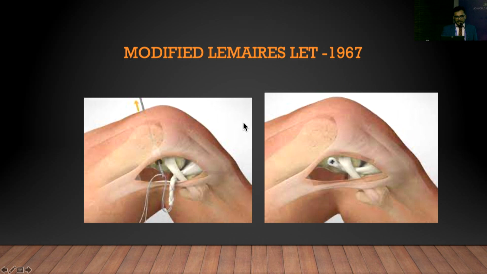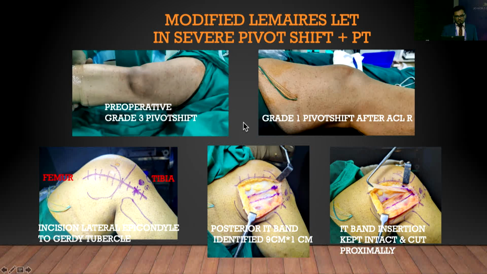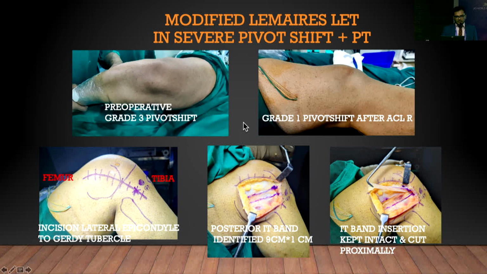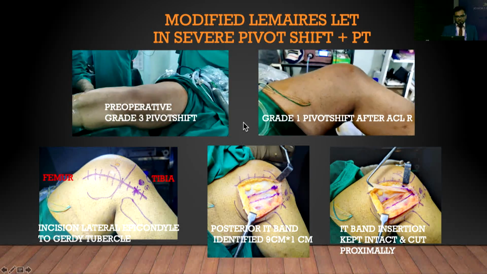Commonly what we do is the LET procedure, where the IT band is split, passed beneath the lateral collateral and attached proximal and posterior to the lateral epicondyle. So this is a grade 3 pivot which we started with before doing any surgery. After that is the grade 1. After doing the ACL reconstruction, there is some pivot still left.